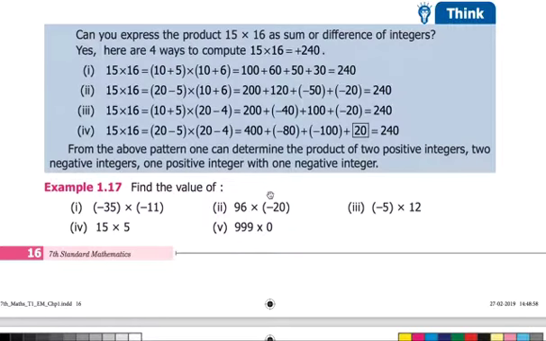Yes, here are 4 ways to compute 15 into 16. 10 plus 5 into 10 plus 6. 10 into 10 is 100, 10 into 6 is 60, 5 into 10 is 50, 5 into 6 is 30. Add them up, you will get 240. Okay, from the above pattern one can determine the product of two positive integers, two negative integers, one positive integer with one negative integer.